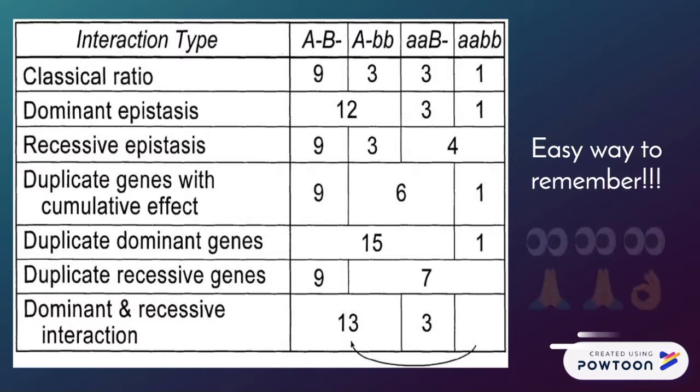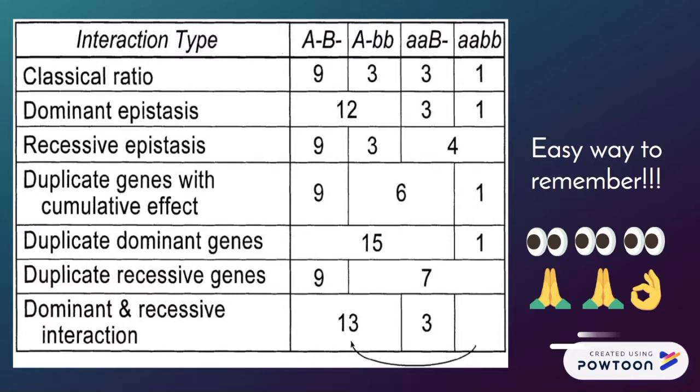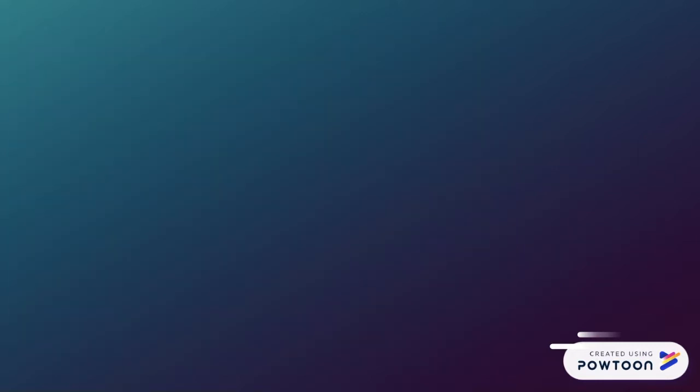Here we have a chart listing all the interaction types and their ratios. First, we have the classical ratio with a 9 to 3 to 3 to 1. Dominant epistasis has a 12 to 3 to 1. Recessive epistasis has 9 to 3 to 4. Duplicate genes with cumulative effect has a 9 to 6 to 1. Duplicate dominant genes has 15 to 1. Duplicate recessive genes have a 9 to 7 ratio. And dominant and recessive interactions have a 13 to 3.